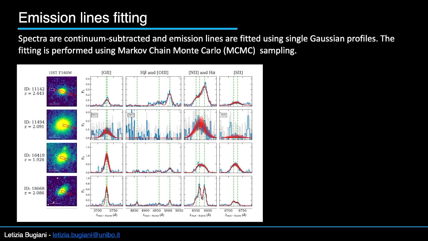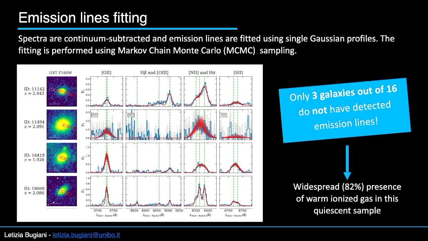This is the result of the single Gaussian profile fitting of the emission lines in some of the galaxies. In blue we have the data, the continuum-subtracted data, and in red we have the fits. And as you can see, the first surprise is there are actually many emission lines in these galaxies. Actually only 3 galaxies of 16 do not show any emission lines, which means that there is a widespread presence of warm ionized gas in this, I remind you, sample of massive quiescent galaxies.